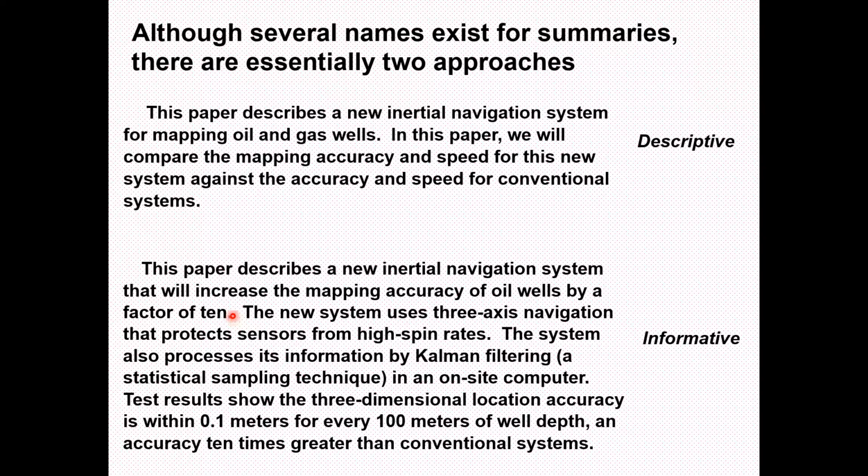And again, we have further given information: the new system uses 3-axis navigation that protects sensors from high spin rates. The system also processes its information by Kalman filtering, which is a statistical sampling technique, and an on-site computer. Test results show the three-dimensional location accuracy is within 0.1 meter for every 100 meters of well depth, an accuracy 10 times greater than the conventional system. So now you can compare the abstracts. This kind of summary is called a descriptive one, and this is called an informative one.